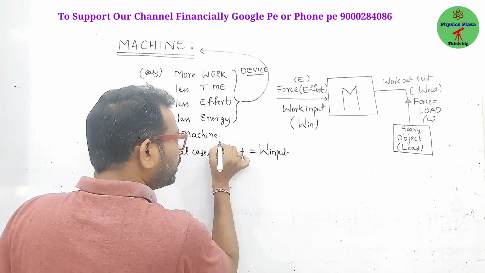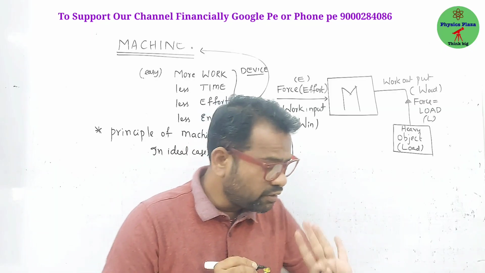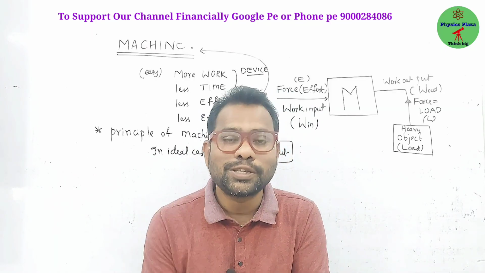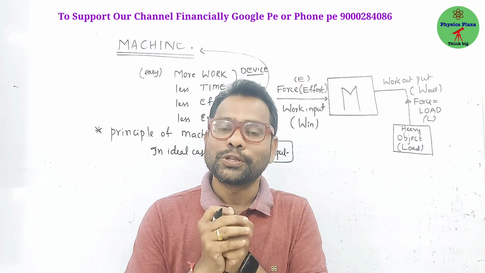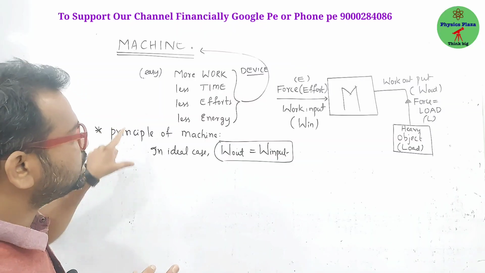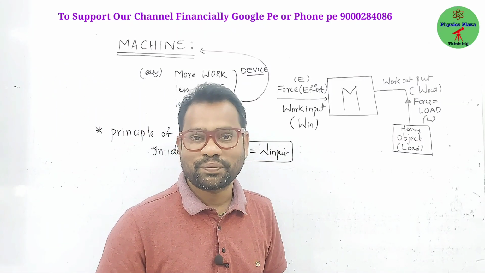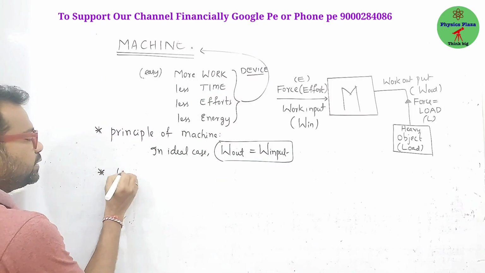In reality, it won't happen. Children, I'm only telling: in reality, work output can never be equal to work input. Why? Some friction will be there, energy is lost to overcome the friction, many factors will be there. Okay, so what is the principle of motion, children? The principle of motion states that in the ideal case, work output must be equal to work input. That's it. Okay, fine.